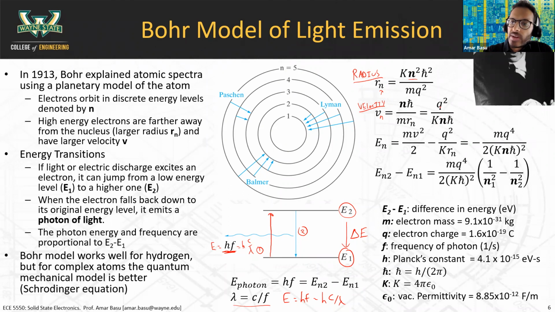So q is the charge of an electron, and that's given down here, 1.6 times 10 to the negative 19. K is a constant equal to 4 pi times epsilon naught, where epsilon naught is the vacuum permittivity. N is the energy level. And then h with the bar across is just a different form of Planck's constant. Okay, so we figured out the radius and the velocity, and now the energy.